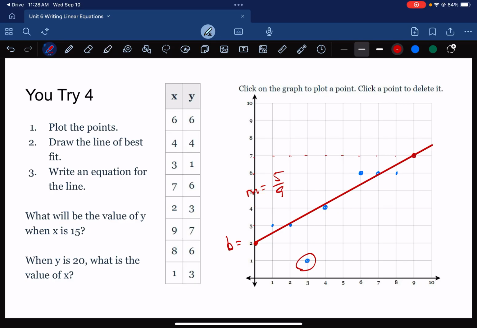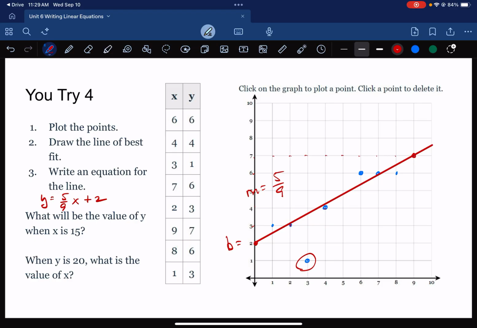So my equation is 5/9 x plus 2. And remember, your slope may be a little different than mine. Like maybe your slope is 1 over 2 because you go right through that point and that point, right? So maybe that's your slope. Okay, remember there can be varying answers, but they have to be close, right?